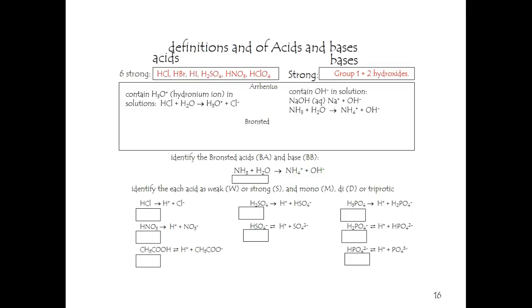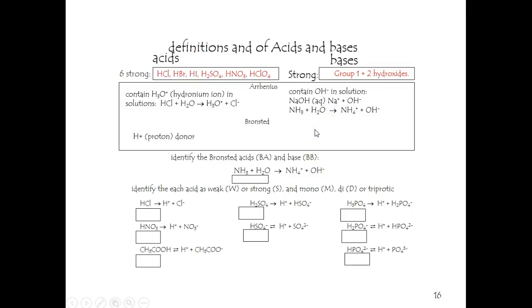The Arrhenius bases contain hydroxide in solution. So sodium hydroxide will dissociate into the sodium cation and the hydroxide anion. Ammonia is a case where it doesn't have OH- in and of itself, but it does form it as soon as it reacts with water. We call this a Bronsted base. See this right here? So that says Arrhenius base, but this is not an Arrhenius base. This is actually a Bronsted base. It generates hydroxide when it reacts with water.